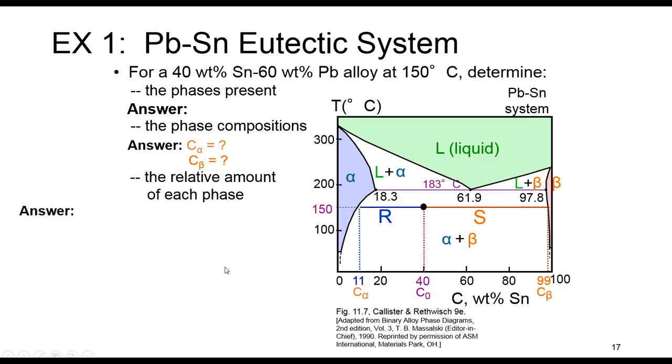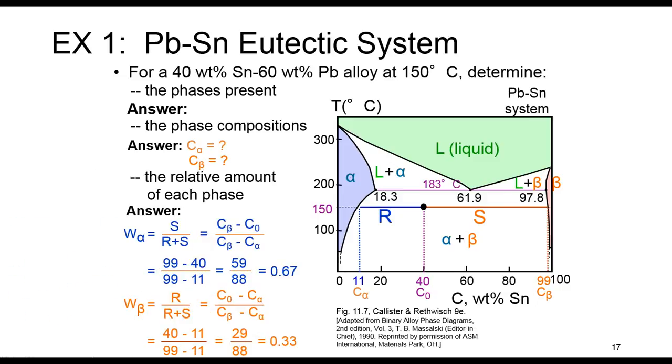Now we want to find the relative amount of each phase. So of course now we use the lever rule. For weight percent of alpha, we use this relation: S divided by the total length, and for beta we use R, so this part divided by the total length. S is 99 minus 40, R is 40 minus 11, and the total length is 99 minus 11. This gives a weight percent of alpha phase equal to 67%, and weight percent of beta is 33%.